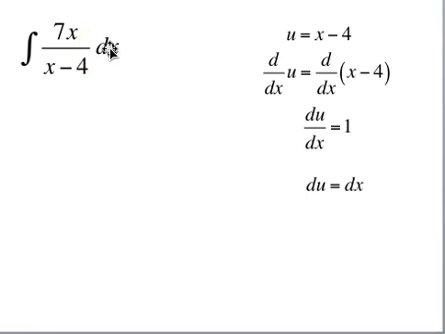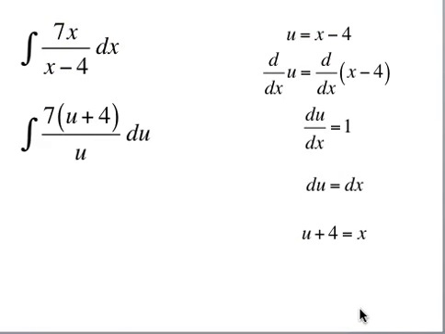So dx becomes du, x minus 4 becomes u, but what about the x up there? How can we turn x into a function of u? And we just use this piece up here. If u is x minus 4, u plus 4 has to be x. So solving for that x, we can then substitute 7x becomes 7 times u plus 4. Again, x minus 4 is u, dx is du. Multiply that 7 times u plus 4, they'll give us 7u plus 28.